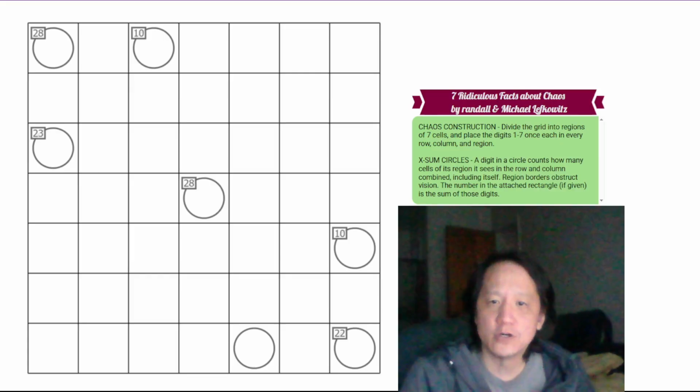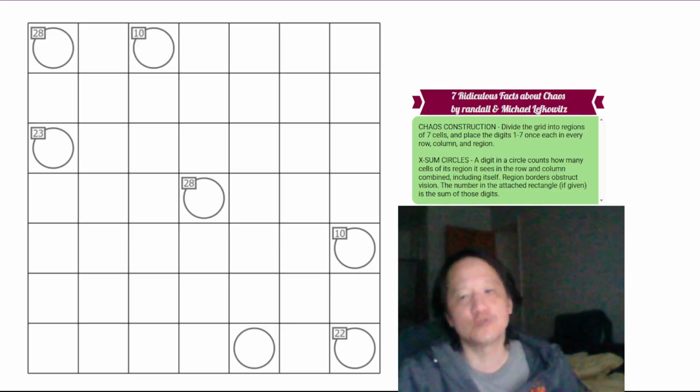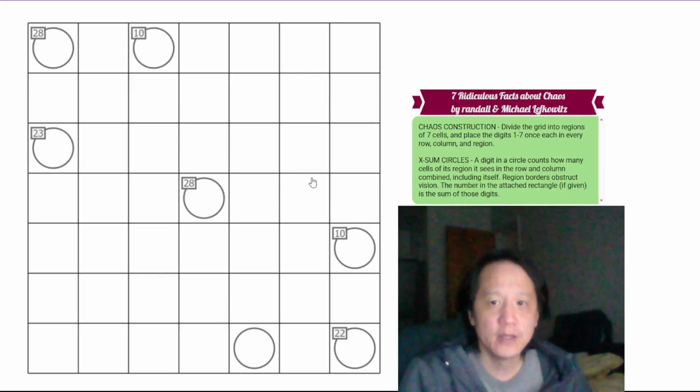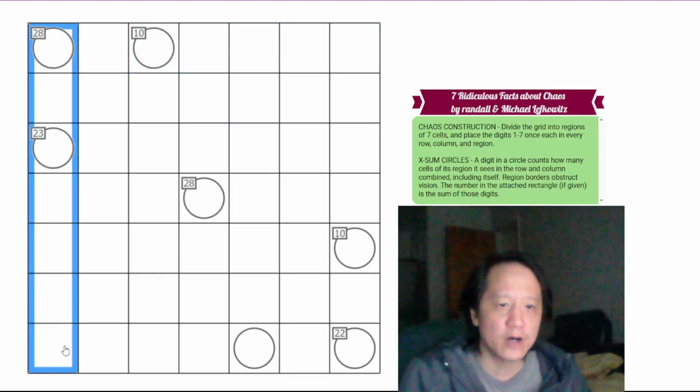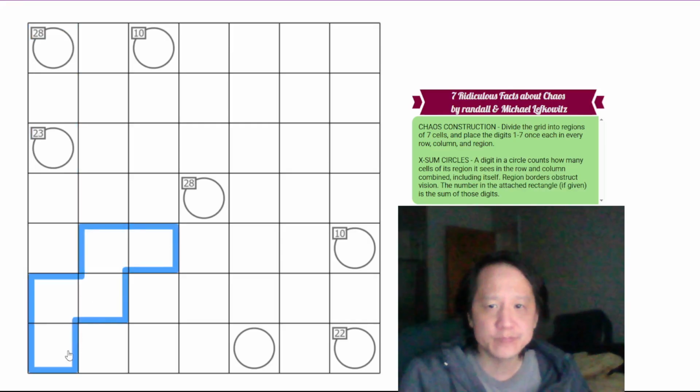Today's puzzle is called 7 Ridiculous Facts About Chaos, and it's by Randall and Michael Lefkowitz. And here are the rules. We have chaos construction rule set, where we need to divide the grid into regions of 7 cells and place the digits 1 through 7 once each in every row, column, and region.